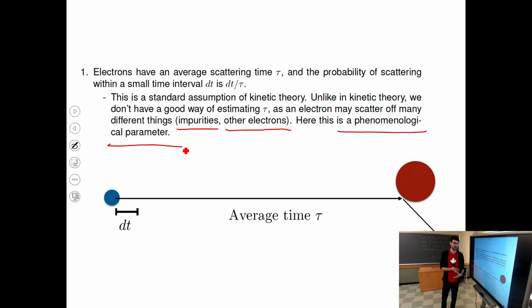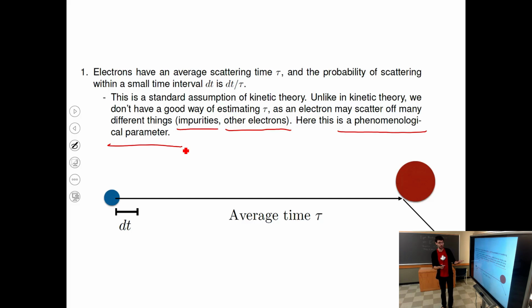We can, however, deduce this time from other measurements. Like we can measure conductivity, and with some additional measurements, maybe a Hall measurement, deduce the scattering time. And I'll show you how we can do this as we go through Drude theory.